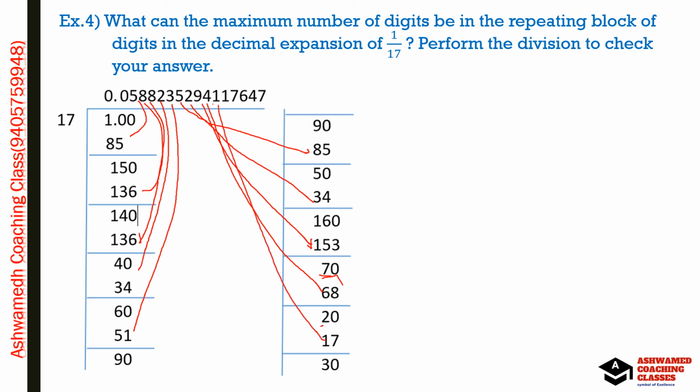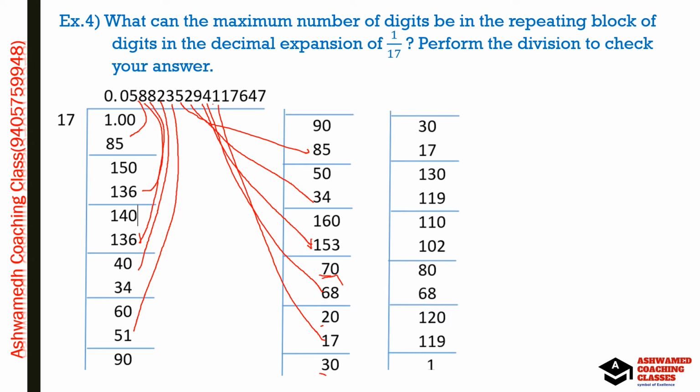17. 20 minus 17 is 3, take 0, again we get 30, and therefore 1 into 17 is nothing but 17. So 30 minus 17 is nothing but 13, again take 0, we get 130. And therefore 17 into 7 is nothing but 119. Okay, 130 minus 119 is 11, take 0, we get 110.